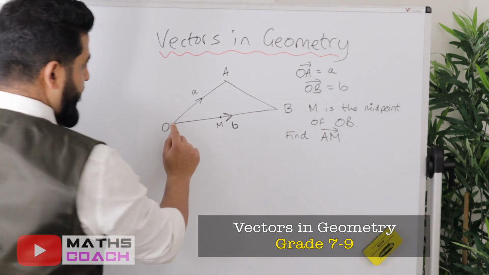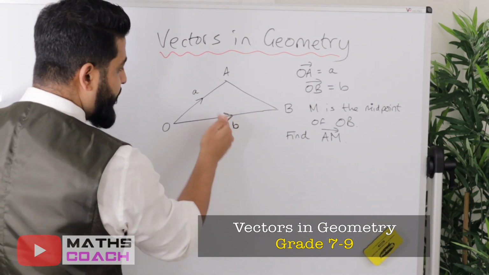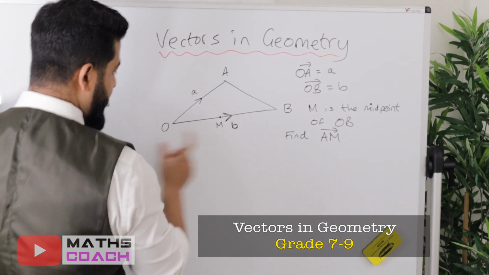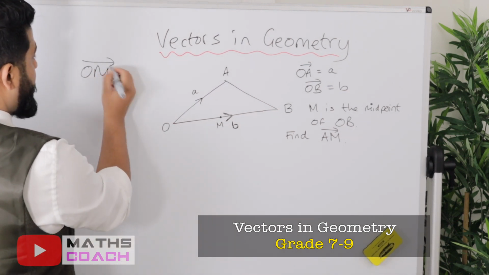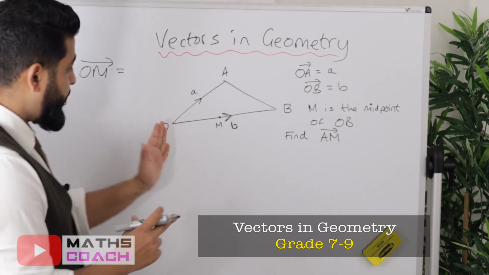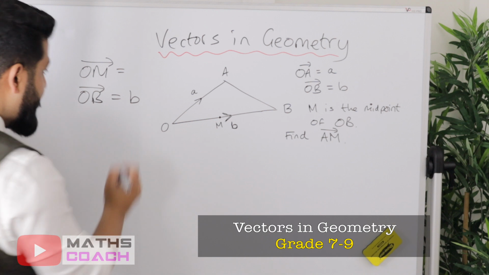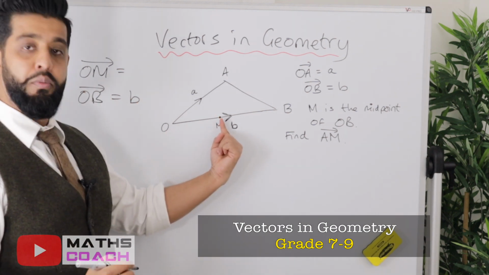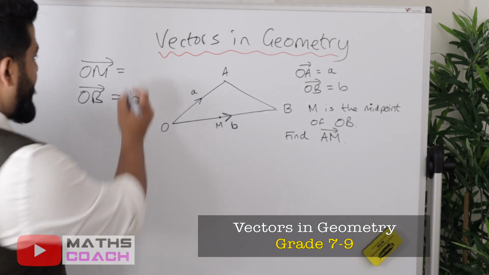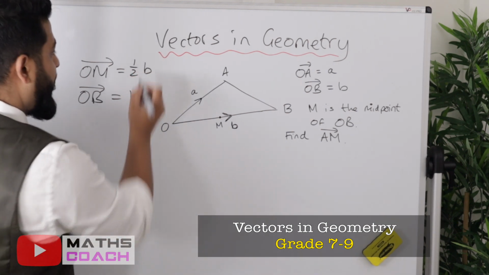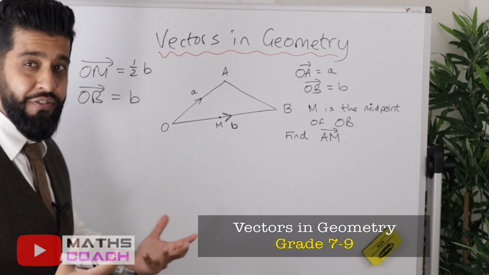Now, if O to B is the vector b, then halfway would be half of b. So if I wanted to find O to M, what would it be? If O to B is equal to b, what would the halfway point be? What would O to M be? It would be half of b. So O to M would be half of b, or you could even write 0.5b, whichever you prefer.